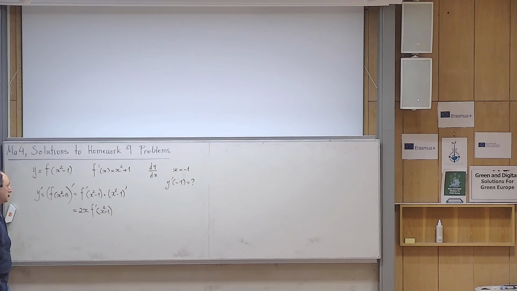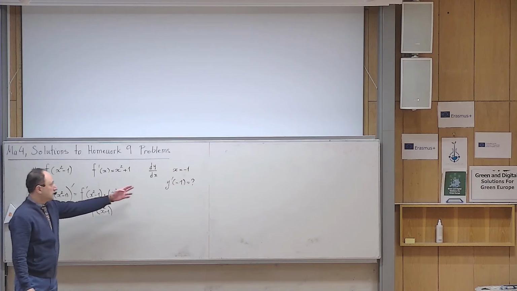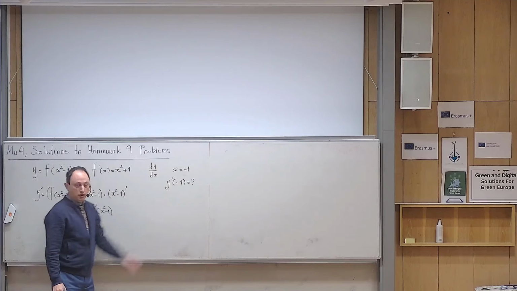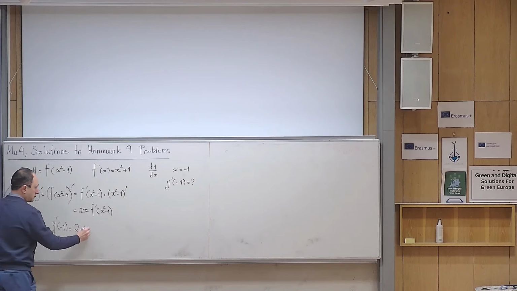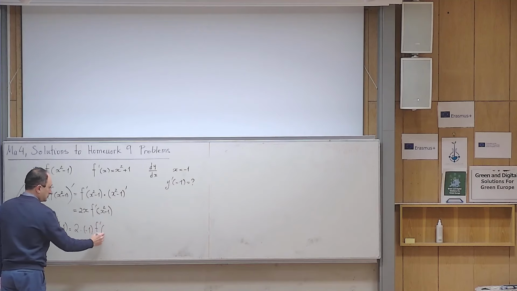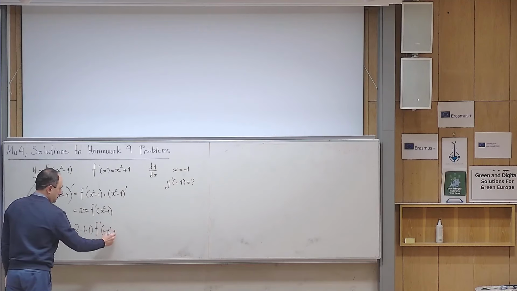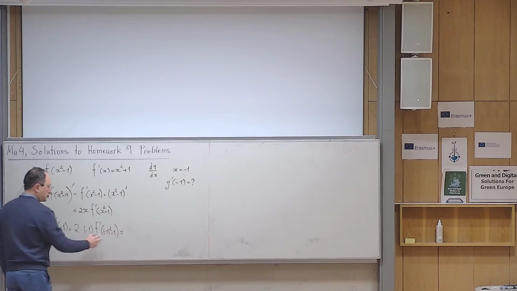Okay. But now you want to calculate it when x is minus 1. So this is y prime. I want to calculate y prime at minus 1. So I have to replace every x with minus 1. And let us continue. This becomes minus 2.